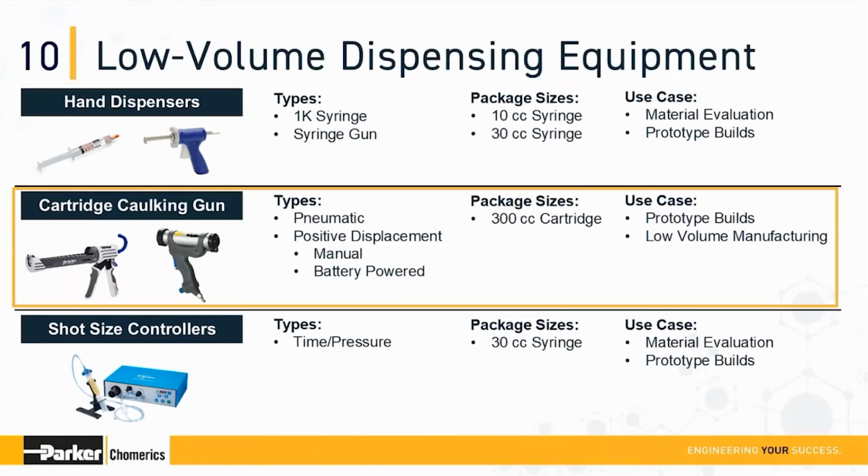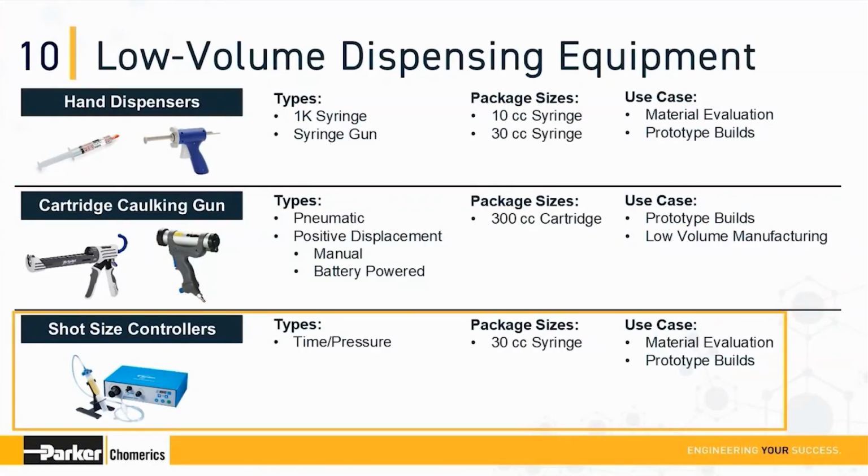For larger volumes, caulking guns can be utilized with 300 cc cartridges. These handheld dispensing options come in various types, including pneumatic, manual, and battery-powered positive displacement models. Caulking guns are generally used for prototyping or low-volume production. And lastly, we have shot size controllers. These are affordable, time pressure dispensing systems that typically use 30 cc cartridges. Shot size controllers are commonly employed for material evaluation, particularly for flow rate testing and prototype builds.